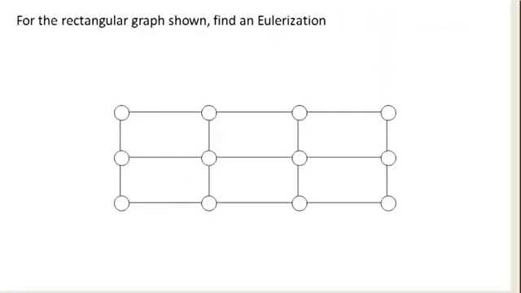So for the graph here, let's find an Eulerization. The idea behind Eulerization is that right now this graph does not have an Euler circuit. Why? It doesn't have an Euler circuit because there are 1, 2, 3, 4, 5, 6 different vertices that have odd degree. And so there's no way that we can do an Euler circuit on this graph, right? There's no way we can walk this graph without backtracking.